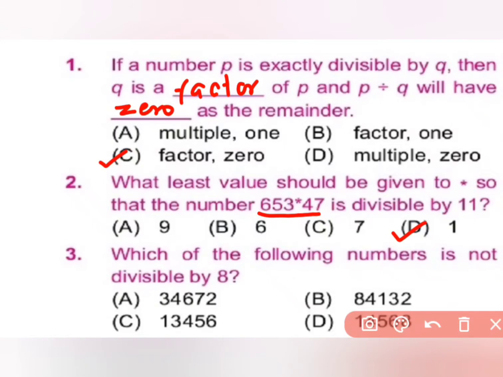Question number 3. Which of the following numbers is not divisible by 8? A number is divisible by 8 if the number formed by its digits in the hundreds, tens and ones place is divisible by 8. So we check the first option. The number formed by the last three digits is 672, which is divisible by 8. In option B, the number formed by the last three digits is 132, which is not divisible by 8. So this number is not divisible by 8. Answer B is the right answer.